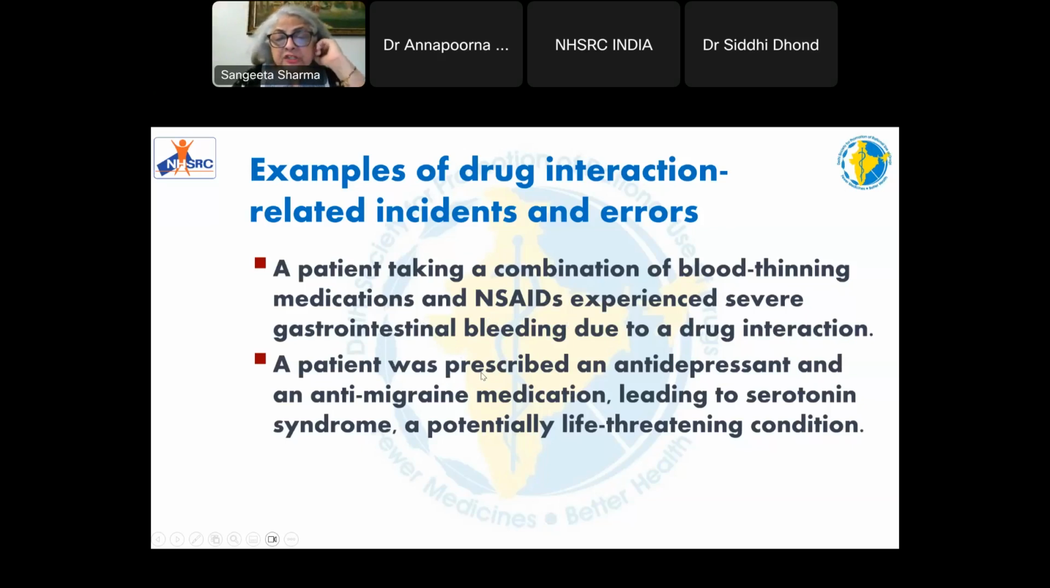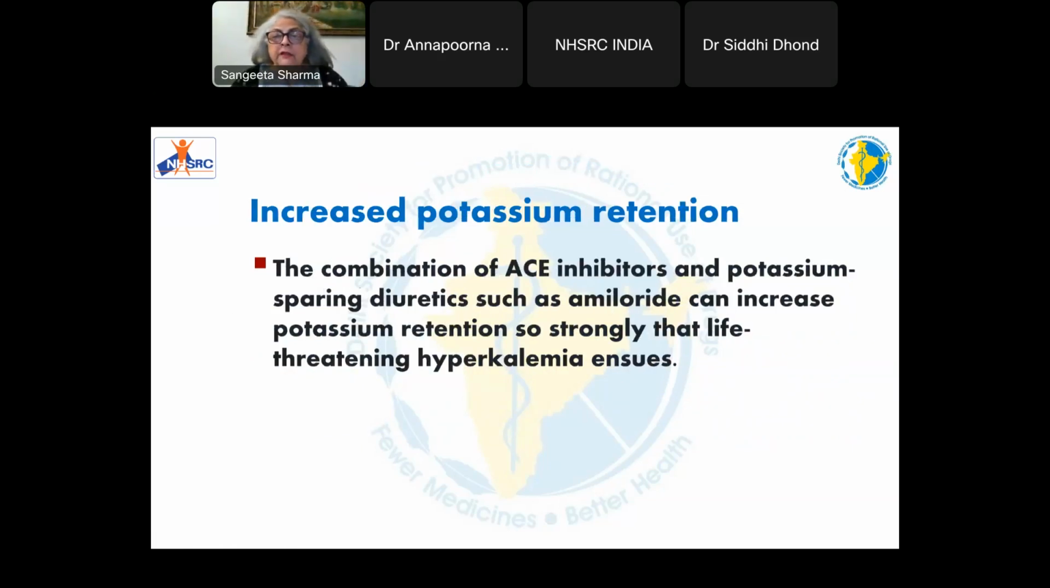Then there was another incident where a patient was prescribed an antidepressant agent and an anti-migraine medication. And this led to serotonin syndrome, which is a potentially life-threatening condition. Then yet another example is a combination of an ACE inhibitor and a potassium sparing diuretic such as amiloride. This can increase potassium retention. That means it can cause hyperkalemia, which is again a life-threatening situation.